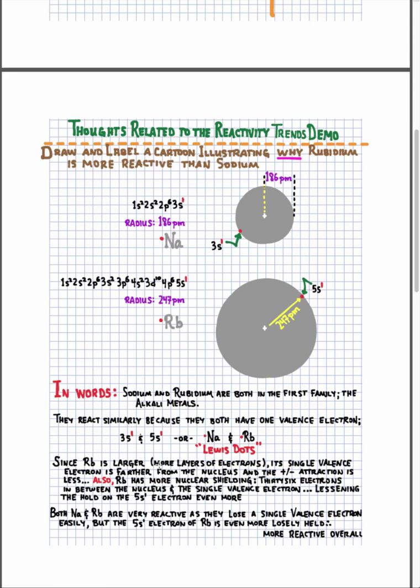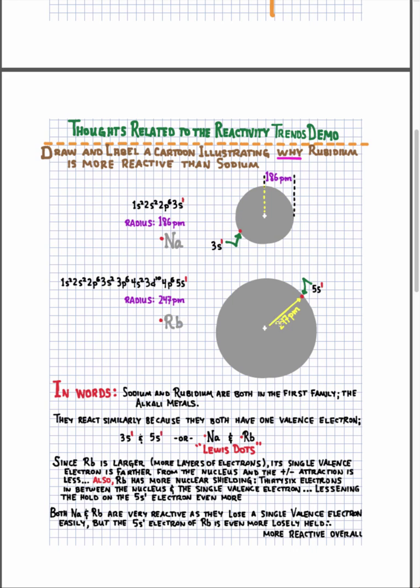But in any case, the story goes like this. Since rubidium is larger, with more layers of electrons, its single valence electron is further from the nucleus, and the electrostatic attraction between the nucleus and the outer electron is less. Also, rubidium has more nuclear shielding. Those 37 positive charges in the nucleus, the protons, are shielded from being able to attract that 5s1 electron of rubidium by 36 other electrons existing in stable configurations, stable orbitals I should say, between here and here.